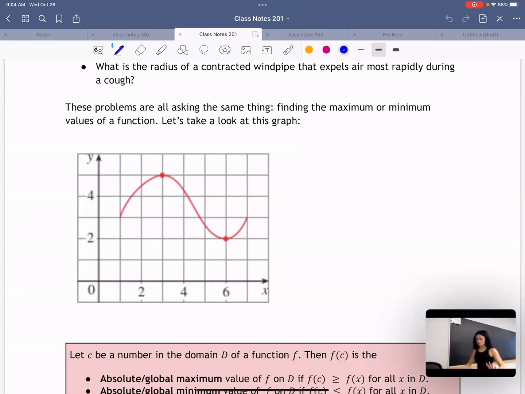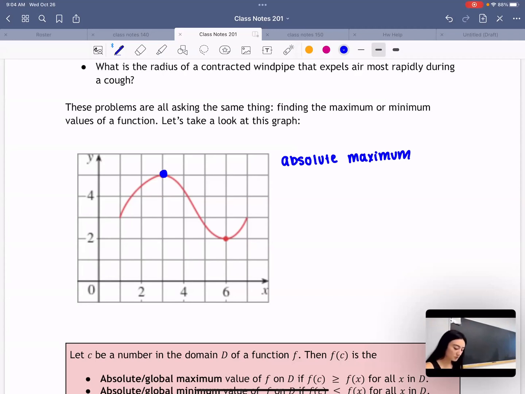Okay, so let me just write out what I just said here. I asked you to find the absolute maximum of the graph, and everyone said 5, and I think we can all agree that this point here is the absolute max. That's how high it goes. There's nothing higher.